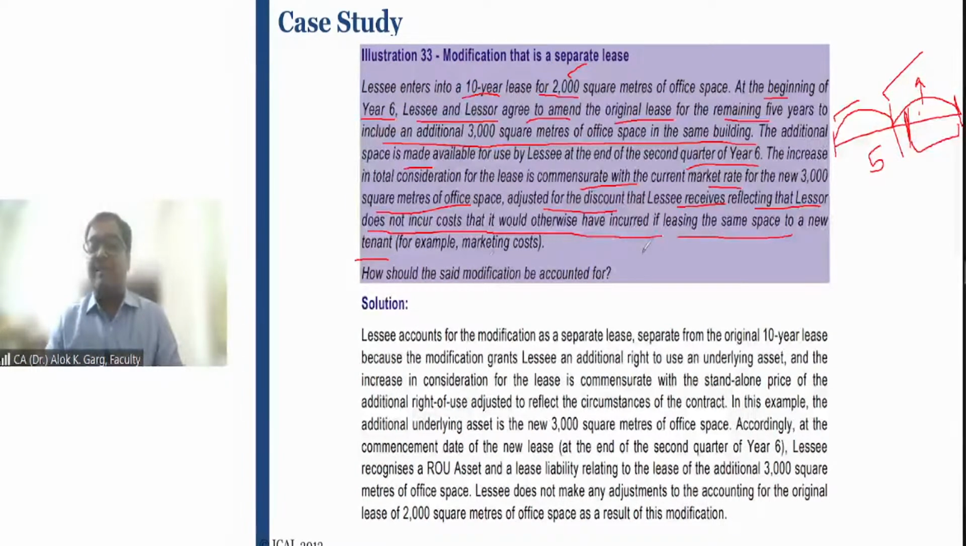So how should this said modification be accounted for? Guys, tell me whether in this case the lease modification will be treated as a separate contract, or it will be treated as an adjustment to the existing contract. Tell me what will be the case.